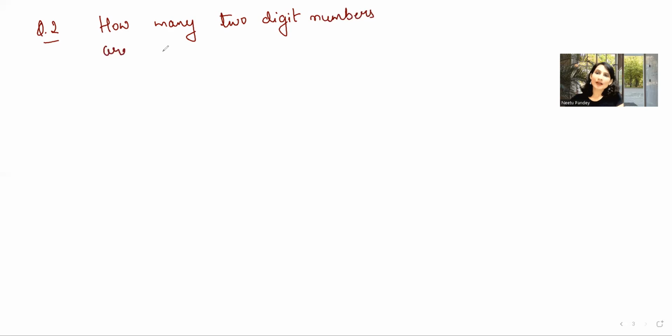Question number 2 is how many two-digit numbers are divisible by 3? Okay, so now in this question they have not given an arithmetic progression, but they have given you a clue how to form the arithmetic progression, and we will see how to apply the nth term formula of an AP to solve this question.